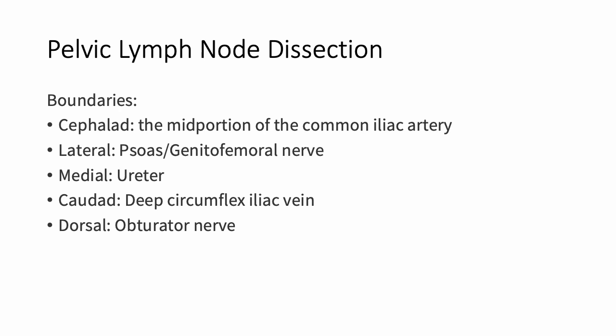We'll start with the pelvic lymph node dissection. The boundaries are, as far as the cephalad boundary goes, the mid portion of the common iliac artery. Lateral is the psoas or genitofemoral nerve, which runs over top of the psoas. The medial boundary is the ureter. The caudad boundary is the deep circumflex vein. And the dorsal boundary is the obturator nerve.